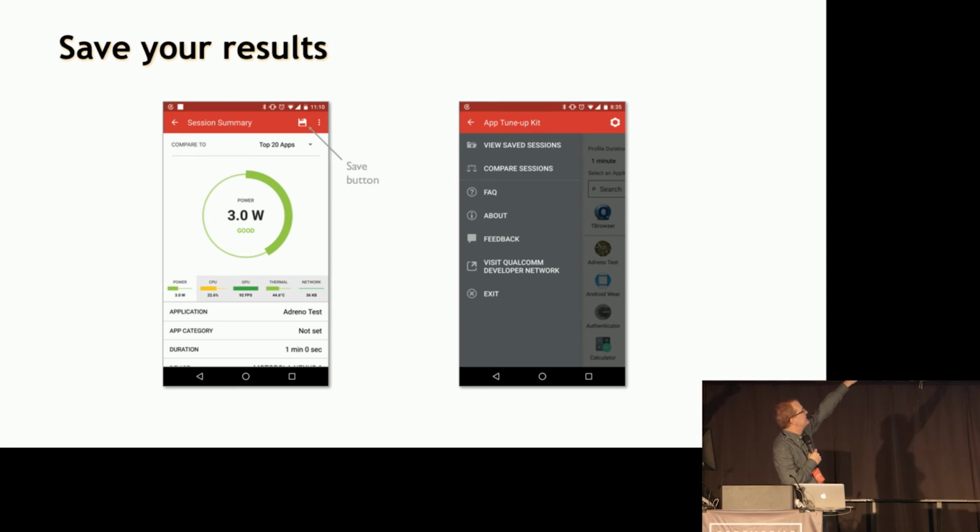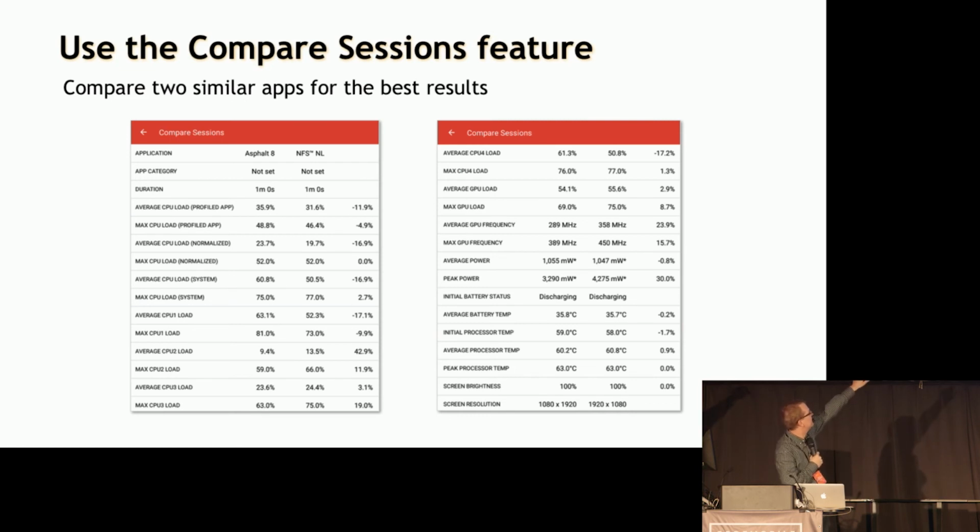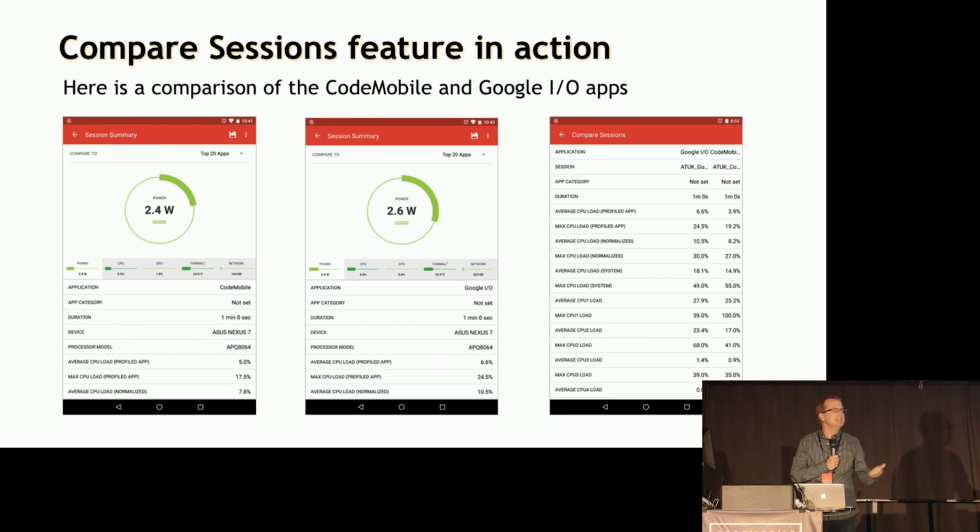We recommend you save the results in the upper right, and then you can view 2 different saved sessions, and it will give you a detailed comparison. Here I'm comparing Asphalt 8 and Need for Speed, and I can see how they compare in different areas, and then there's a delta on the right. For fun, I loaded the CodeMobile conference app and compared it to Google I/O, their app, and I found it actually stacked up pretty well. In fact, it consumed a little bit less power than Google's Google I/O app.